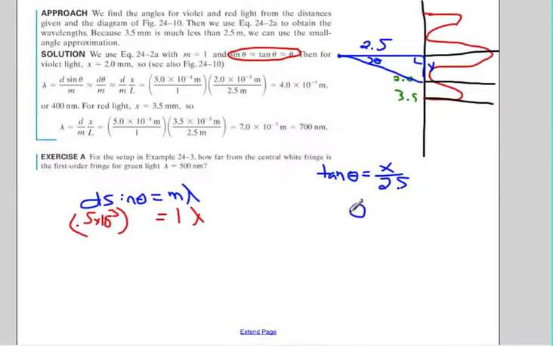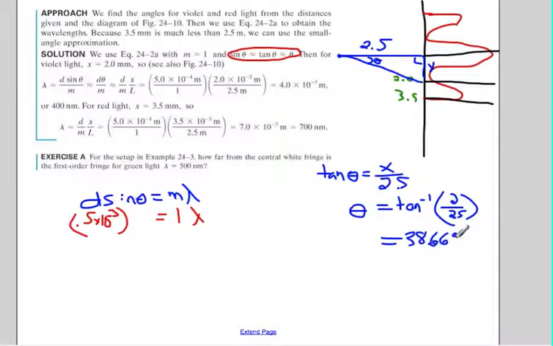So that means that theta, and remember x was 2, is going to be the inverse tangent of 2 over 2.5. So what is that? Get my calculator. Inverse tangent of 2 divided by 2.5. And we get about 38 degrees. So that first right fringe is about 38 degrees. 38.66, that's good enough. Okay.